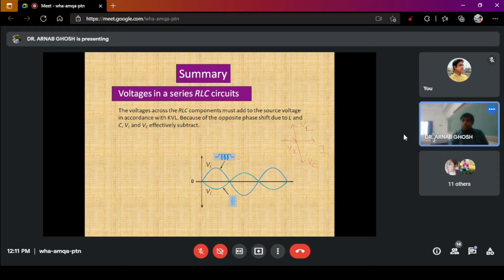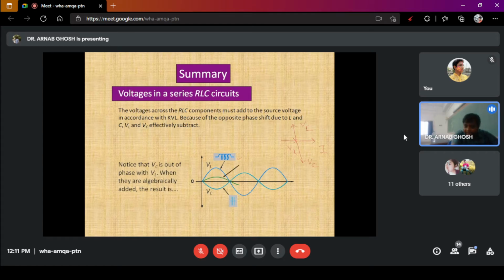Okay, so VR, I, VL and VC. If you look at the VL and VC phasors, they are 180 degrees to each other due to the L and the C.